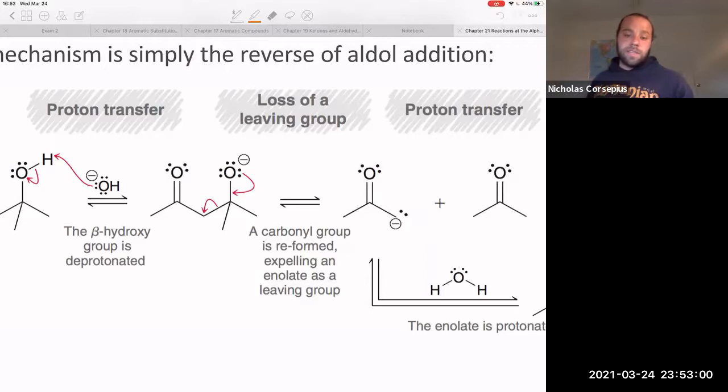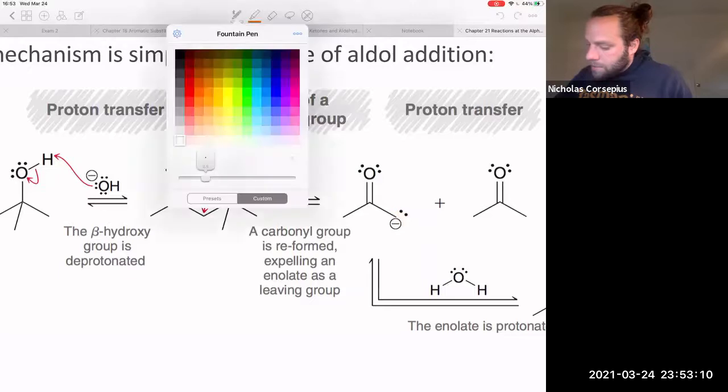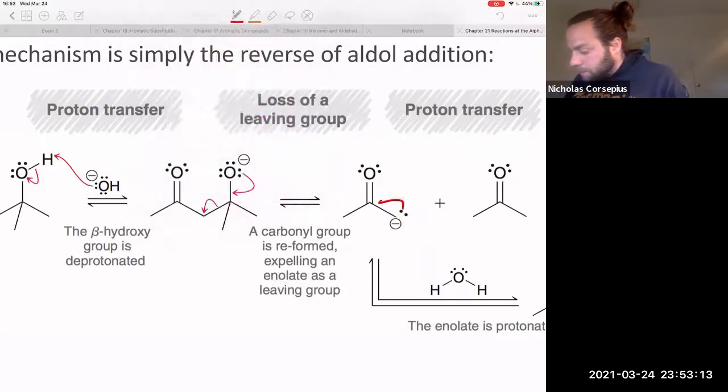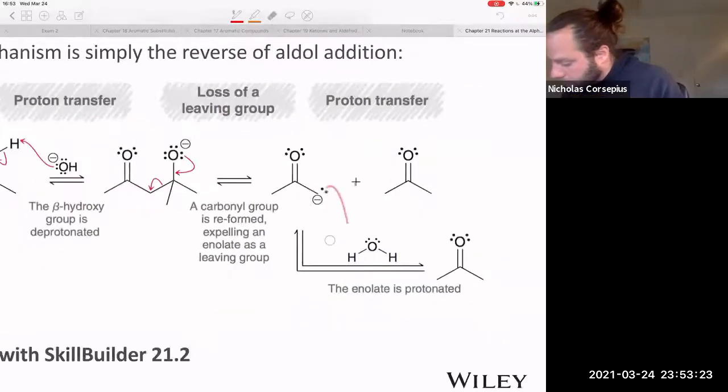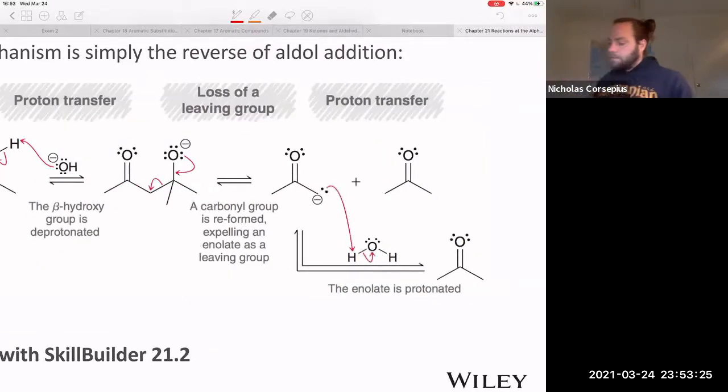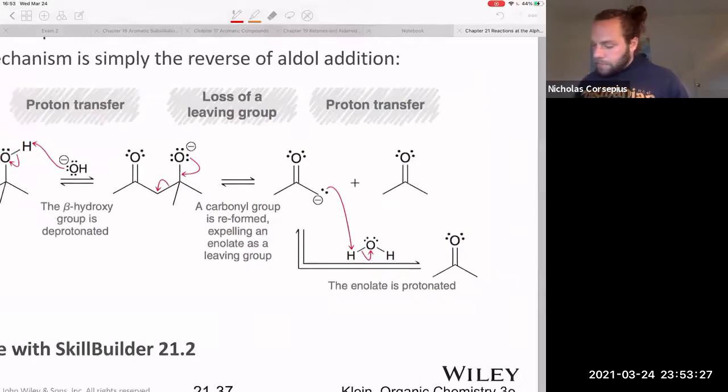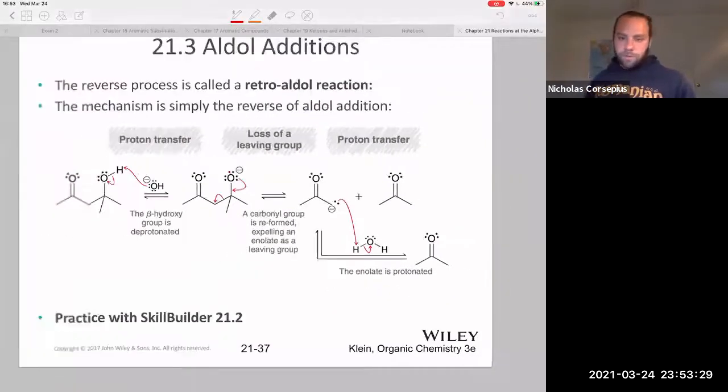Normally that's not something we think of as a great leaving group, but because we're trying to move backwards, that's going to be the case. As well as, right, this is resonance stabilized. That's the whole shtick about why that alpha hydrogen is relatively acidic. And then water will come and protonate that enolate. So this is just the mechanism for going in the reverse direction.